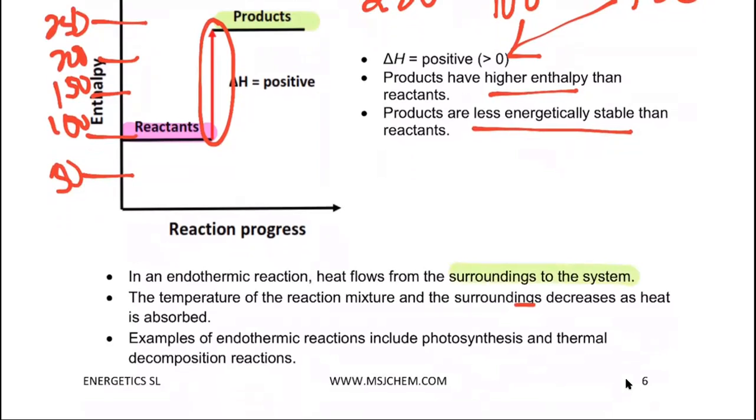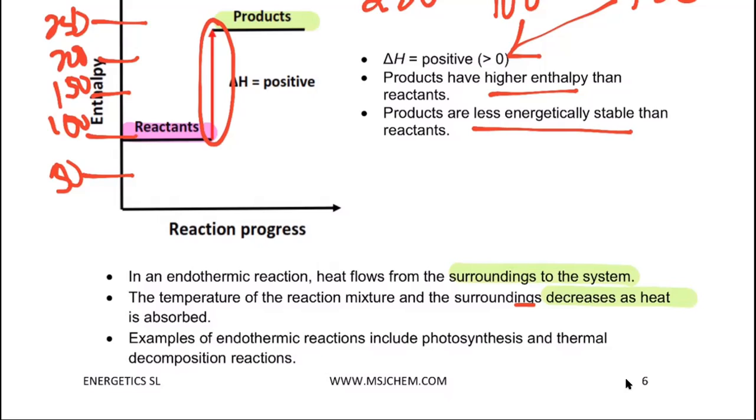So here it summarizes again that heat flows from the surroundings to the system. So you're absorbing heat and putting it into your system, into your products. The temperature on this one decreases. So this is going to be something that would feel cooler. If you feel like your beaker or whatever you're doing your reaction in feels cooler, then that tells you that it's endothermic, because the heat's being absorbed and changed from heat energy into chemical energy to create new bonds and make new products, okay?